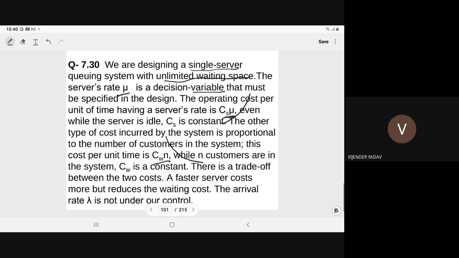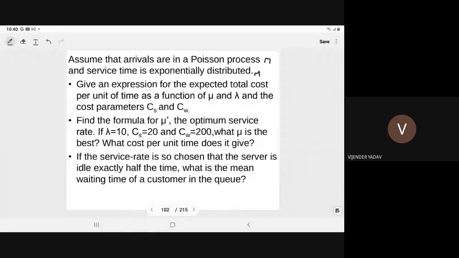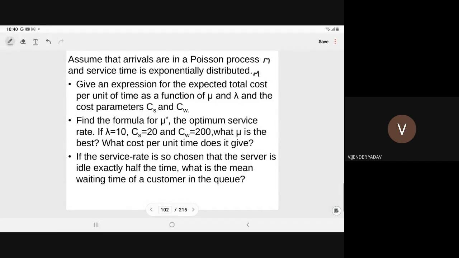Here, the faster server costs more but reduces the waiting cost. The arrival rate lambda is not in our control. Assume that arrivals follow a Poisson process and service time is exponential. So it is the first M, it is the second M. Now, give an expression for the expected total cost per unit time as a function of mu, lambda and cost parameters CS and CW.